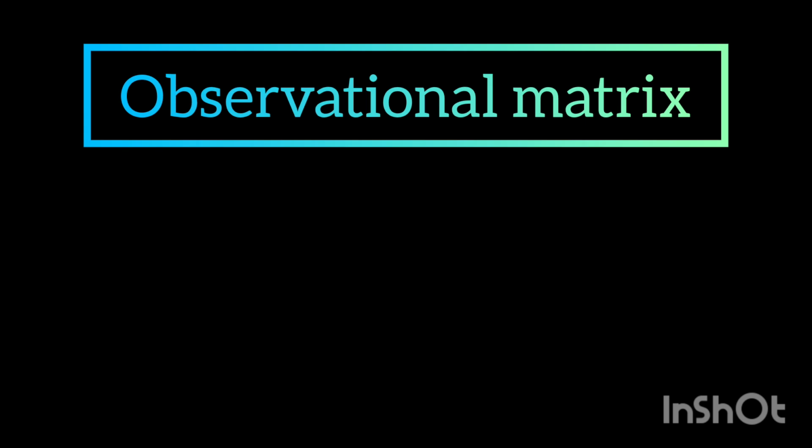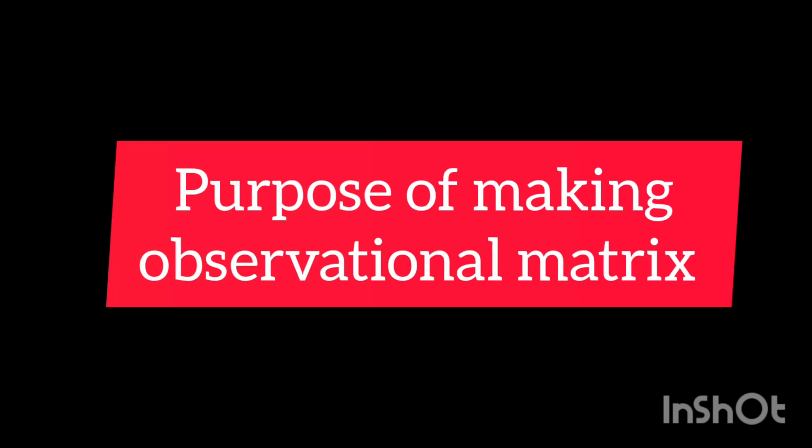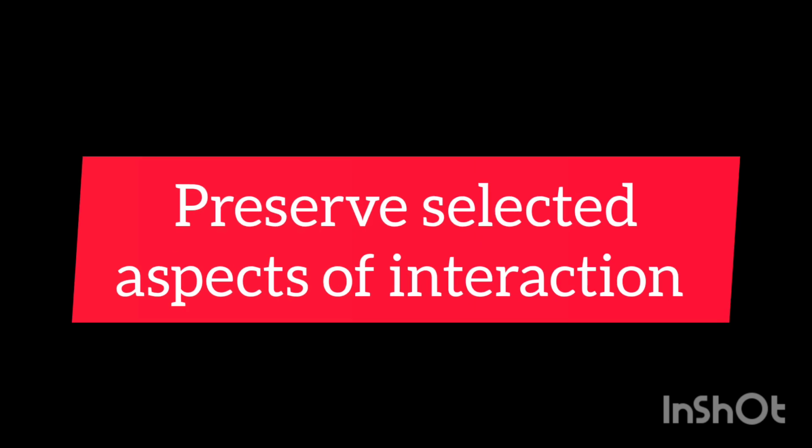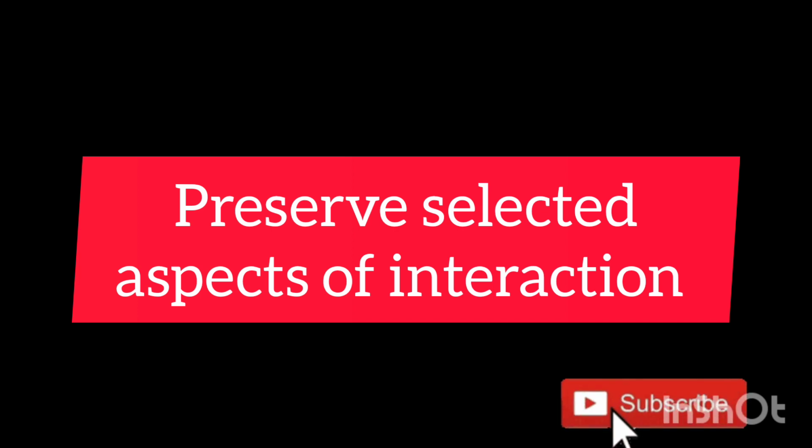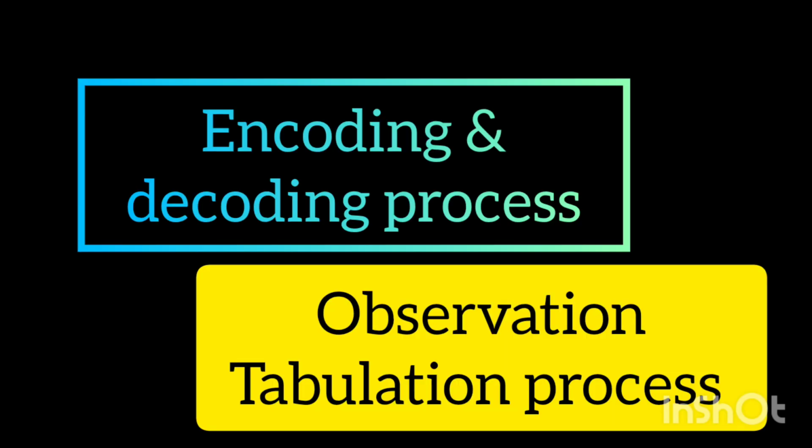So the entire process is under the encoding process, and after preparing the observation matrix, the interpretation of the classroom verbal behavior is under the decoding process. Okay, so I think this is clear, what is the basic procedure of the Flanders interaction analysis and why we are making the observation matrix. What is the purpose of making the observation matrix? So basically the purpose is to preserve selected aspects of interaction through observation, encoding process, tabulation, decoding process.